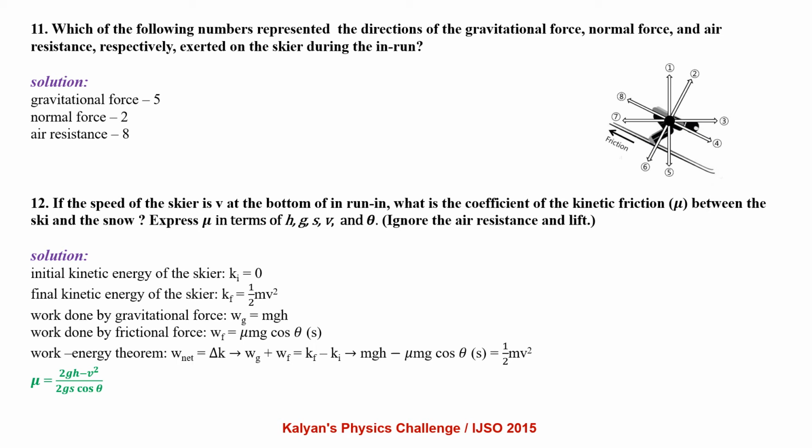Work done by gravitational force is mgh, while work done by frictional force is mu mg cos theta into s, that is negative. Applying work energy theorem, W net equals delta K, W gravitational plus W friction equals K final minus K initial, that is mgh minus mu mg cos theta into s equals half mv square, which gives us mu equals (2gh minus v square) by 2gs cos theta.